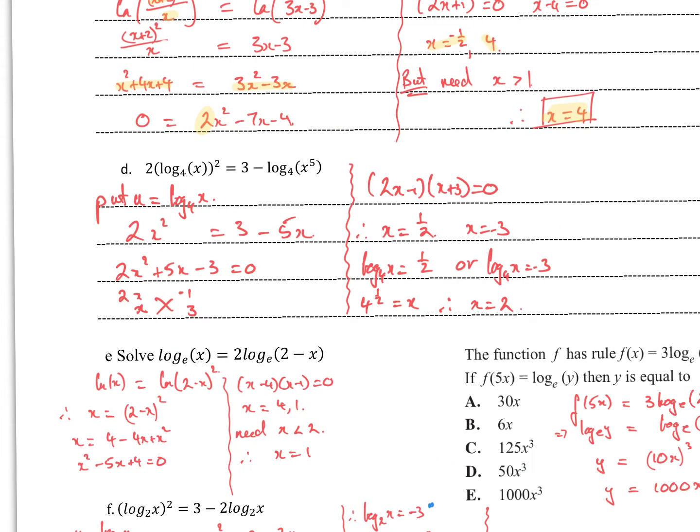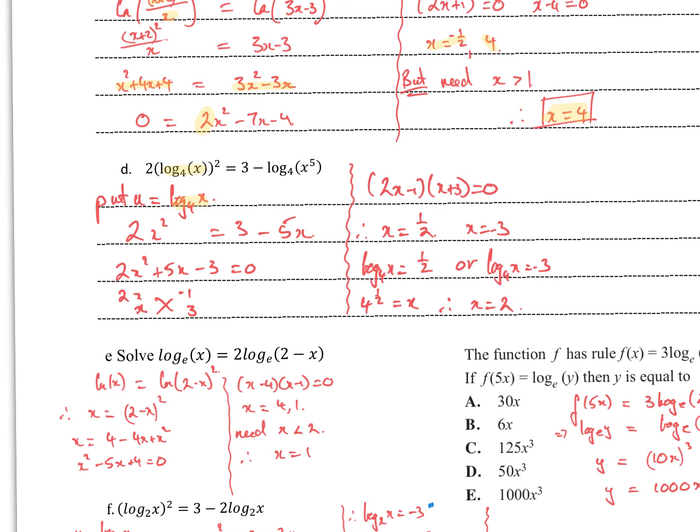Okay, D is a little bit different because if you're not careful, it looks like we can just bring the 2 out the front, but we can't. It's log base 4 of x all squared with a 2 out the front. So in actual fact, it's a bit of a quadratic expression, because we've got log base 4 of x to the power of 2, as opposed to log base 4 of x squared, which is just the term being squared.